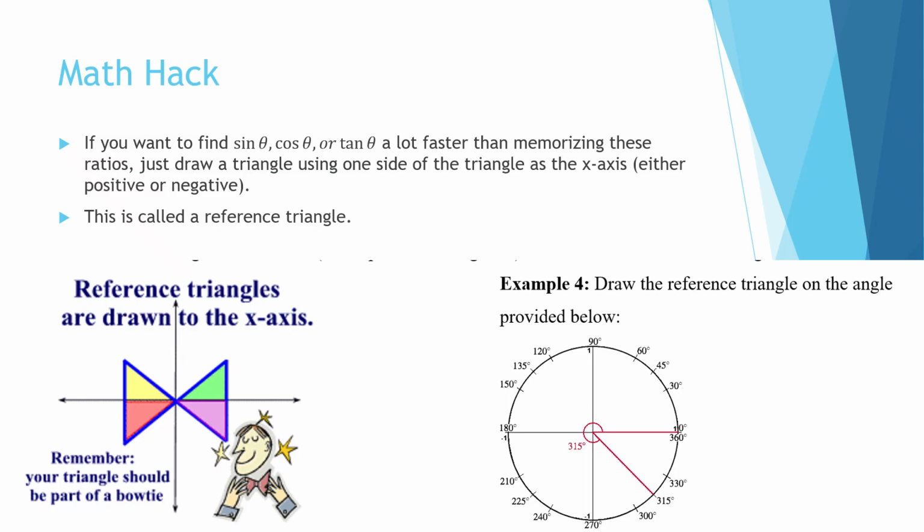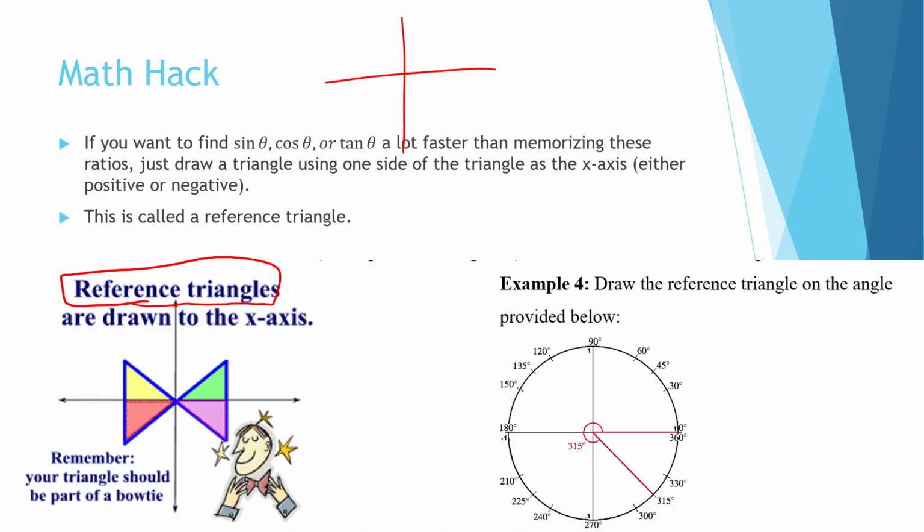All right, so one little math hack is if you want to find sine, cosine, or tangent a lot faster than just memorizing these ratios, simply draw a triangle using one side of the triangle as the x-axis, either positive or negative, and then use SOHCAHTOA. This is what we call a reference triangle, the triangle that we're going to use SOHCAHTOA with.